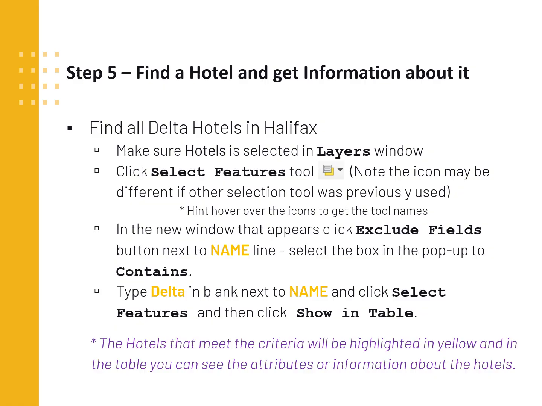So in the window that appears, you're going to click the Exclude Fields button next to the name line, and then select the box in the pop-up as Contains. Then you're going to type Delta in the blank that's next to name and click Select Features. And then click on Show in Table. Okay, so all the hotels that meet your criteria will be highlighted in yellow, and in the table you'll be able to see the attributes of those hotels that met your criteria.